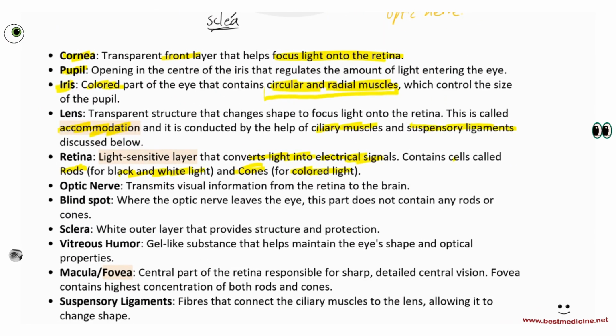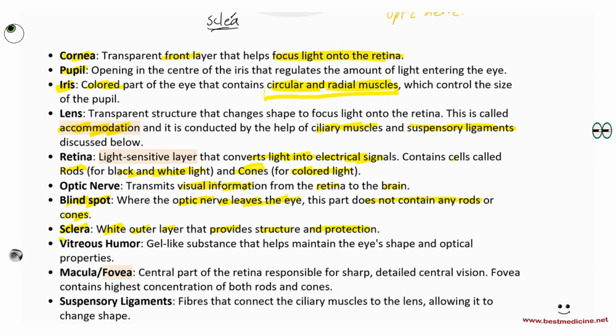So let's have a look. The optic nerve transmits visual information from the retina to the brain. The blind spot, where the optic nerve leaves the eye, does not contain any rods or cones. Sclera is the white outer layer that provides structure and protection to the eye.